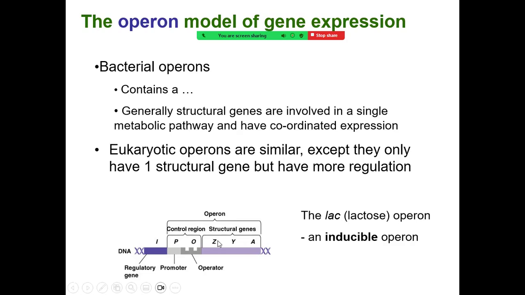So all of these genes are involved in lactose metabolism, and they're all related to each other, and they're all in the lac operon, which is sort of the super gene controlling the lactase gene. Any question about any of that?